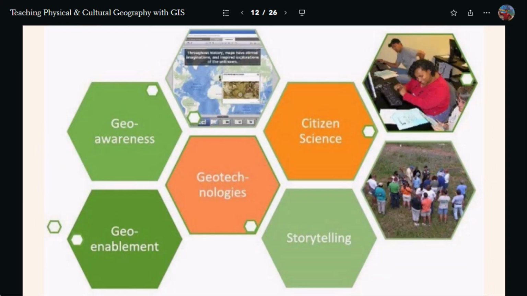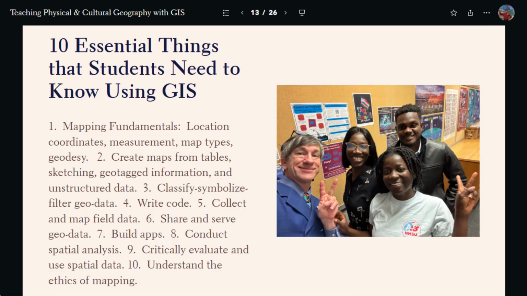Discuss these 5 forces: geo-awareness, geo-enablement, geotechnologies in the cloud, crowdsourcing, and storytelling with maps, with students to explain that GIS tools are all around them, some of which they use daily. If students acquire these abilities, they truly have superpowers.